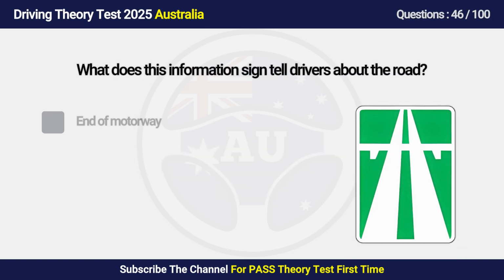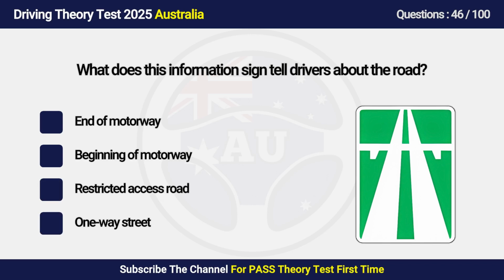Question 46. What does this information sign tell drivers about the road? A. End of motorway. B. Beginning of motorway. C. Restricted access road. D. One-way street.